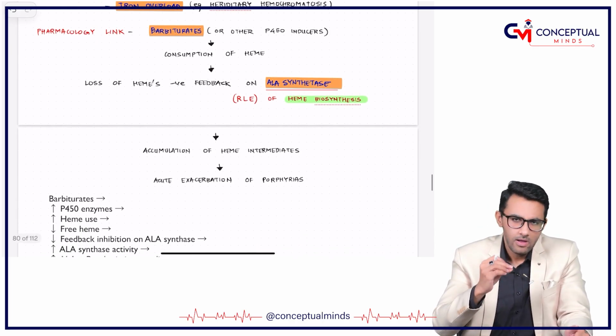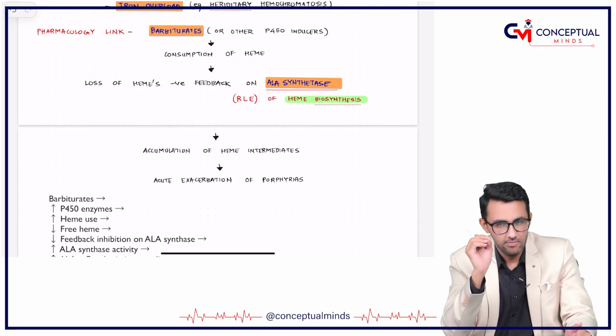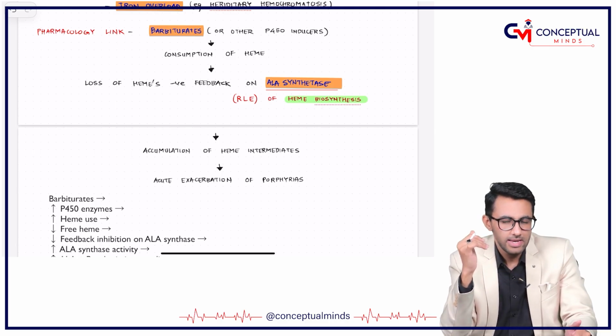We explain this by the example of barbiturates, which are P450 inducers. Because of this P450, the consumption of heme is increased, so the free heme is decreased. Because of this we lose the negative feedback on the ALA synthetase, since heme is what regulates heme synthesis. As the ALA is increased, the porphyrin intermediates are increased. As simple as that.